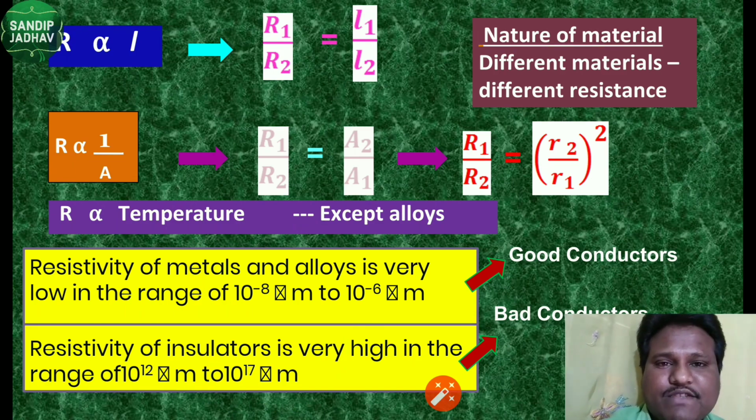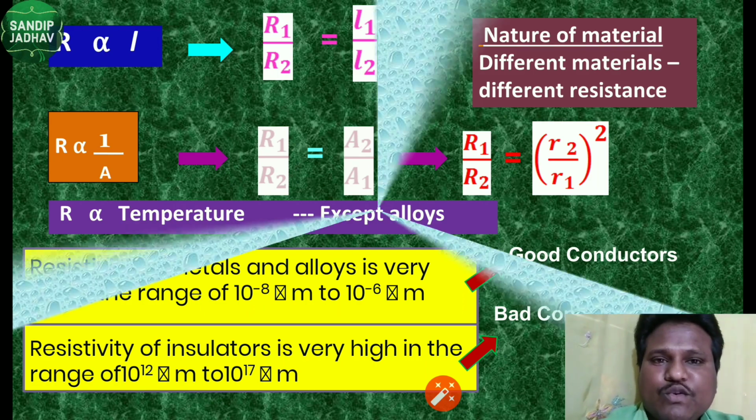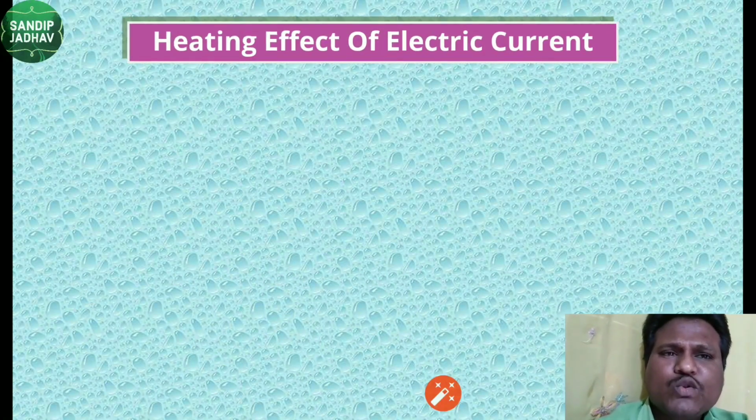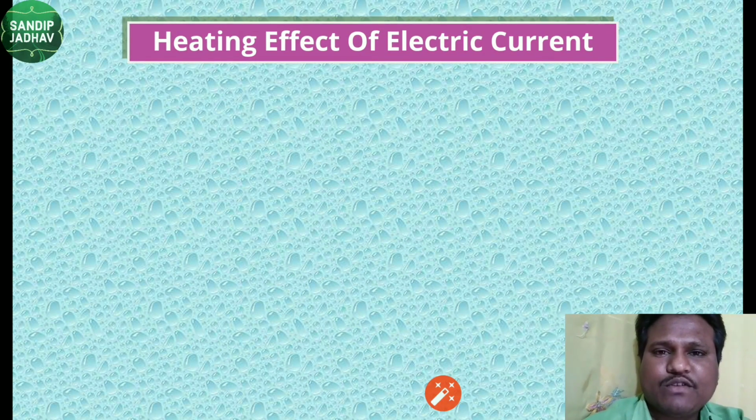So this much we have seen in the previous video. We have also solved the numericals of resistivity. Now in this particular video we will see the heating effect of electric current and Joule's law of heating. So what exactly is the heating effect of electric current?